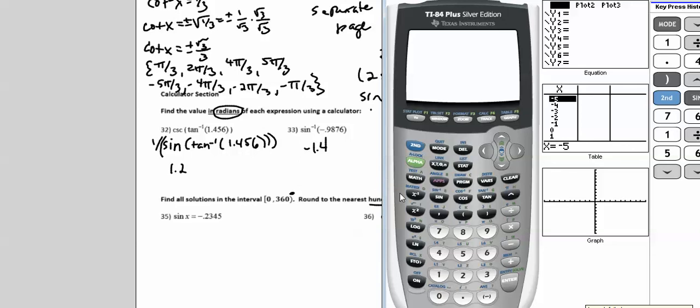Alright, so I'm going to end up doing the inverse sine, second sine, of negative 0.2345. And this is going to tell me that one angle that has a sine of negative 0.2345 is negative 13.56 degrees. So let's figure out where that's going to be. Okay. So this angle down here is negative 13.56 degrees.